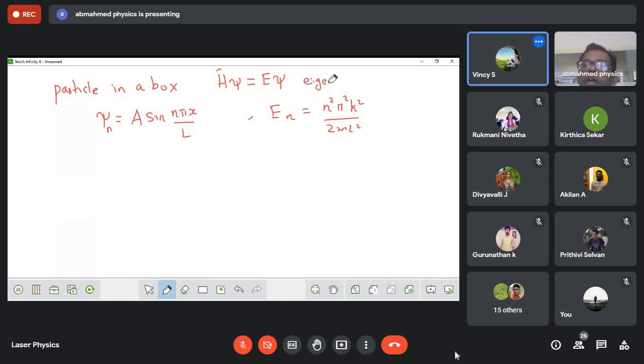Schrödinger equation. Schrödinger equation.